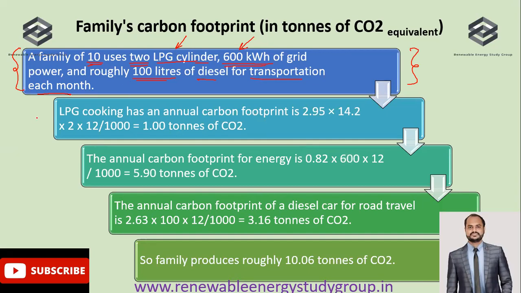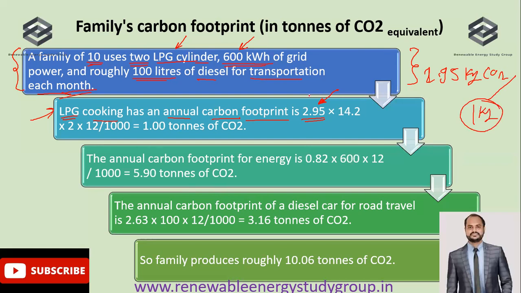So we'll start with the LPG cylinder. LPG for cooking has an annual carbon footprint, because this is given in terms of the monthly footprint actually. How much the monthly consumption will be there, we have to convert it into annual consumption. So to calculate the annual footprint generated by the LPG cylinder, we have to consider 2.95. 2.95 is the emission factor, we can say. That is, 2.95 kg of carbon dioxide is emitted by burning 1 kg of LPG gas.